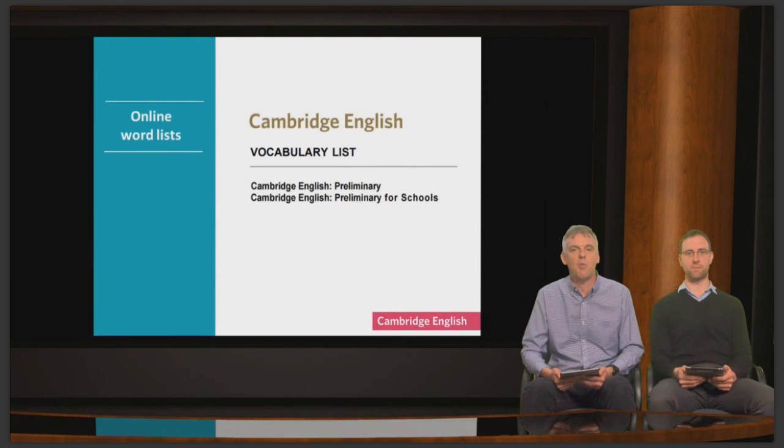Let's have a look at one of these word lists as an example. Here is the word list for Cambridge English Preliminary and Cambridge English Preliminary for Schools. These are Cambridge English General English exams for adult and teenage learners at B1 level. We'll send you a link to this after the webinar.